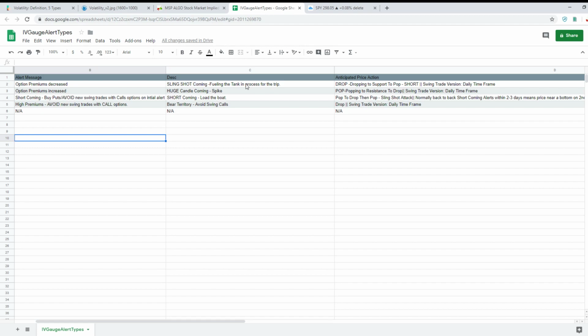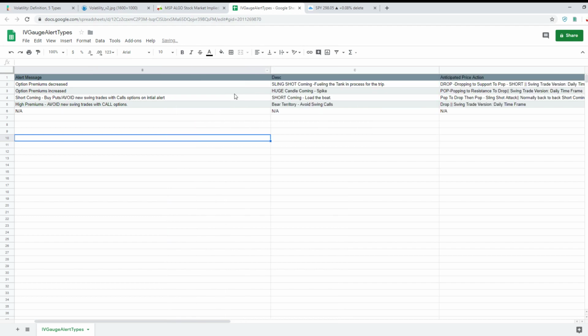Okay, options premium increase. Normally, these come after a slingshot alert. When these come after a slingshot alert, you know that the next move is up. Okay. Shortcoming by put. This is the beginning of a slingshot. This is the actual slingshot right here.